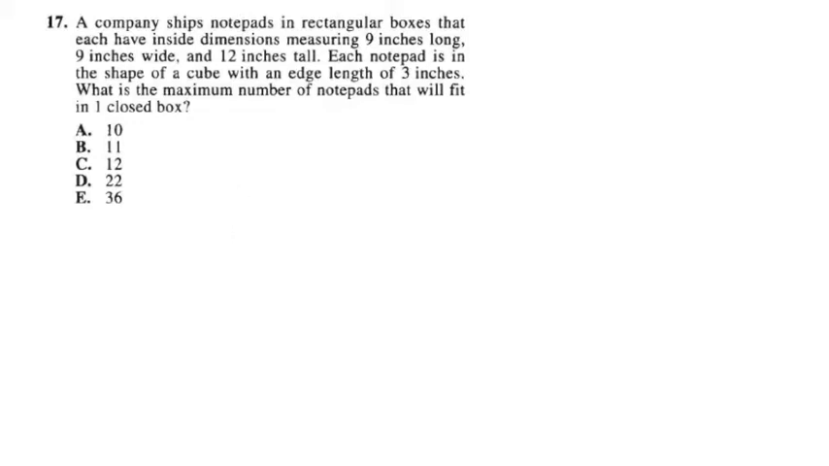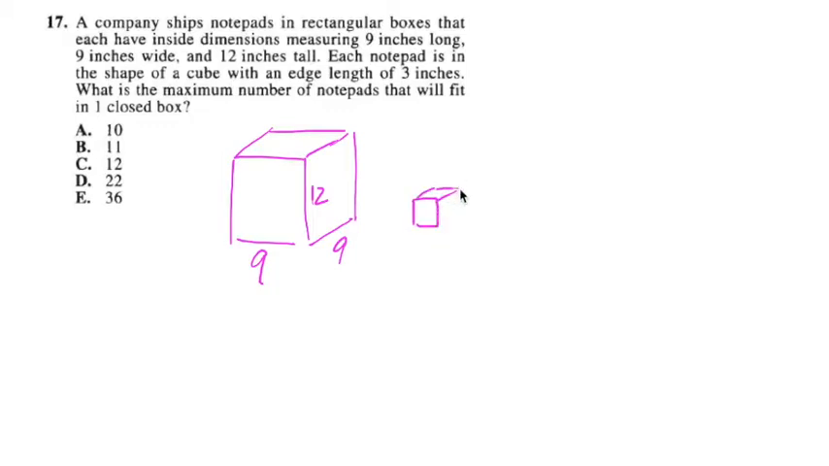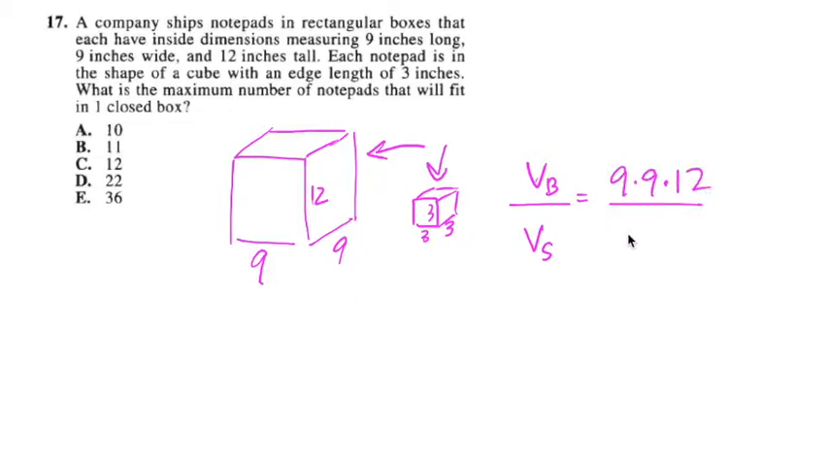First, we can draw this out. This is a 9 by 9 by 12. And we have notepads that are in the shape of a cube with an edge length of 3. So they'll look something like that, 3 by 3 by 3. How many of these will fit into this box? The easy way to do this is to take the volume of the big and divide it by the volume of the small. The volume of the big is going to be 9 times 9 times 12. The volume of the small box will be 3 by 3 by 3.